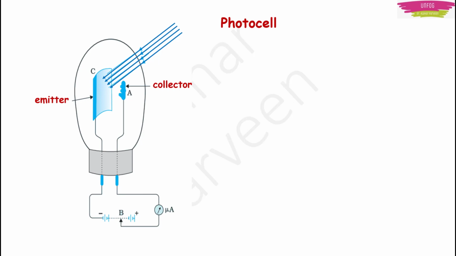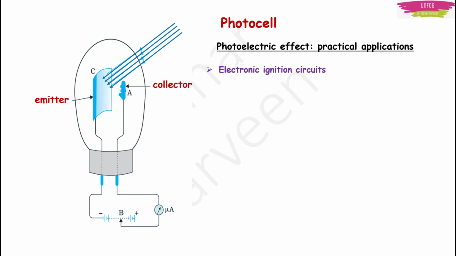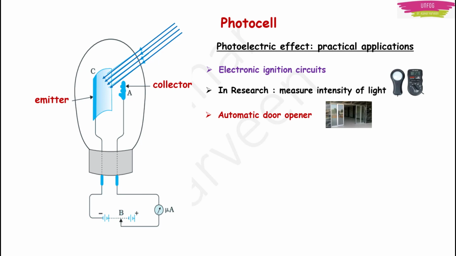And then photoelectric current will flow, and you can have a current in the photocell. Now this photocell has many practical applications. Along with this, there are many other practical applications of the photoelectric effect. For example, it is used in electronic ignition circuits. Then it is used in measuring intensity of light, in research, in laboratory. Many people use it there. And then it is used in automatic door openers.